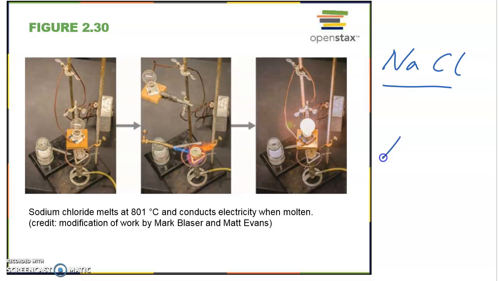For example, aluminum oxide is not soluble. There are many ionic compounds that are not soluble, and therefore when you put them in water, they cannot conduct electricity. The other one would be titanium oxide. It's not soluble in water. It's made up of a metal and a non-metal.